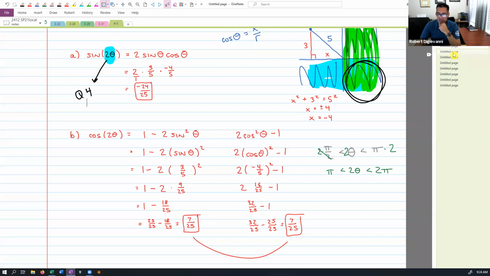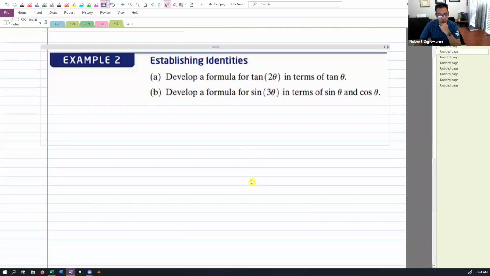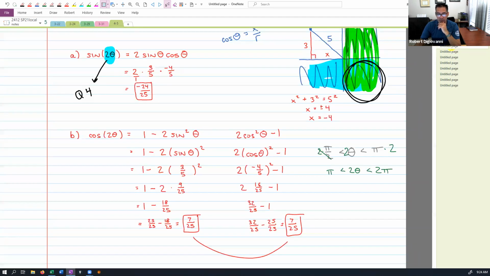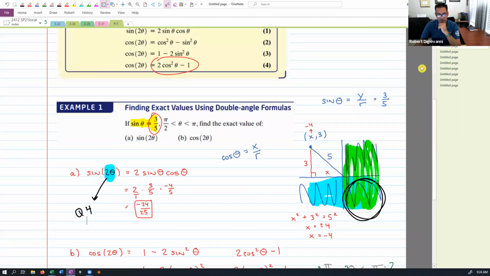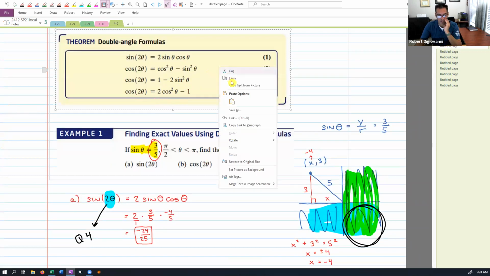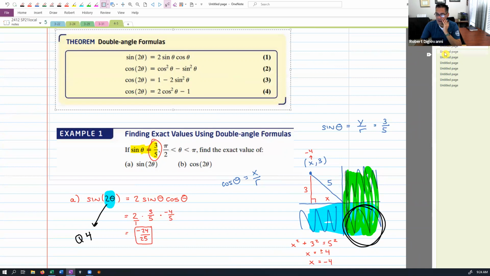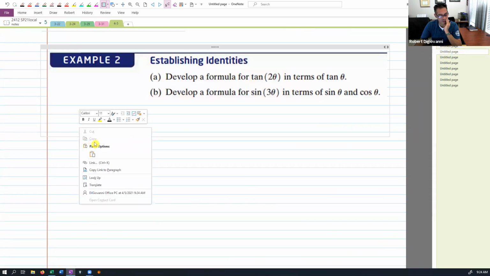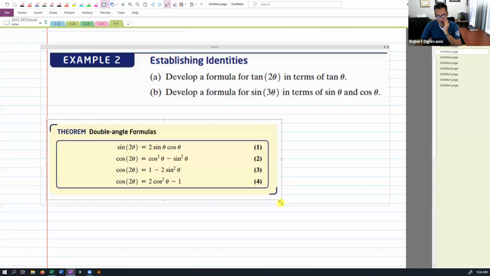Okay, let's do another example. They want us to develop some formulas on our own here. The first thing they want us to do is create a formula for tangent of 2 theta. See, they didn't give us one, right? The only formulas that were given were those right there. And they want us to create a formula for tangent of 2 theta. I'll put this here just so we have it.